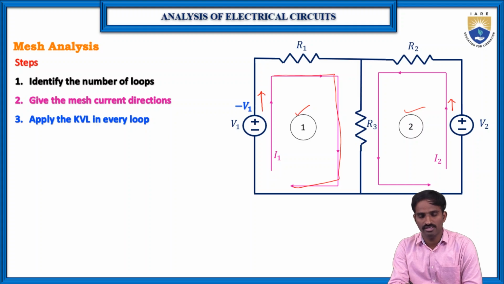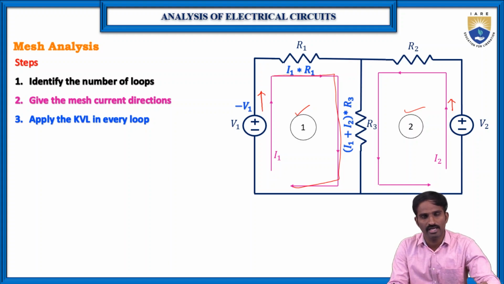First, let us consider here it is minus V1. The voltage across this is minus V1, and the voltage across R1 is I1 into R1, because V is equal to I into R. Here the current flowing through R1 we have considered as I1, and the resistance is R1. So here it is I1 into R1. In resistor R3 there are two currents flowing, I1 and I2, because with respect to loop 1 the current I1 is flowing, and with respect to loop 2 the current I2 is flowing.